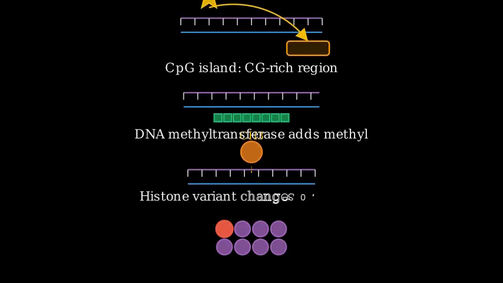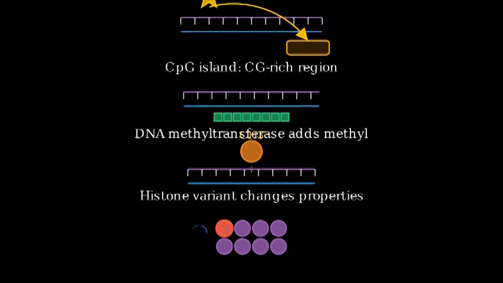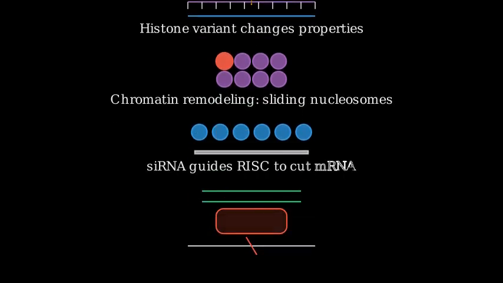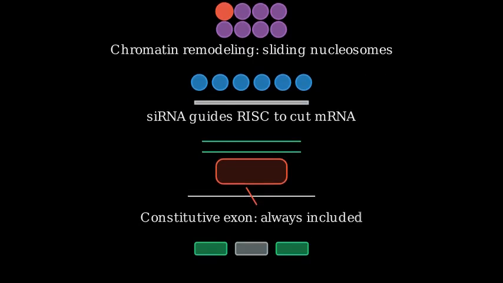E. Histone variant, a replacement histone that changes nucleosome behavior. F. Chromatin remodeling, nucleosomes slide or are repositioned to open or close DNA access. G. siRNA, small interfering RNA that guides cleavage of matching mRNA. H. Constitutive exon, an exon always kept during splicing.